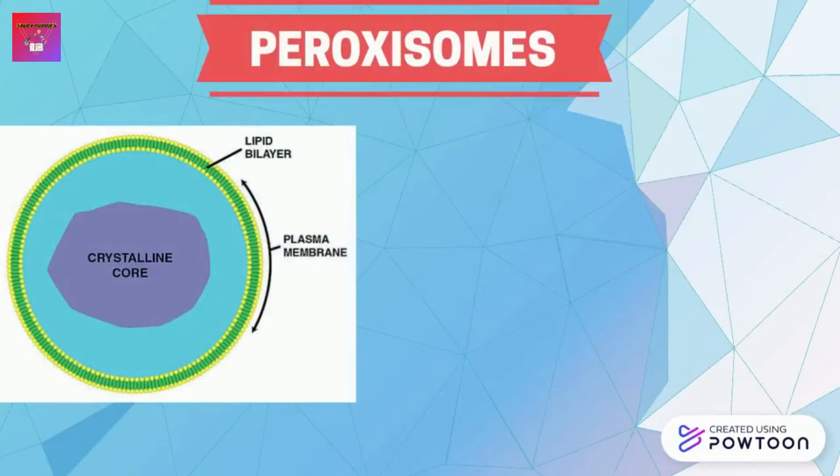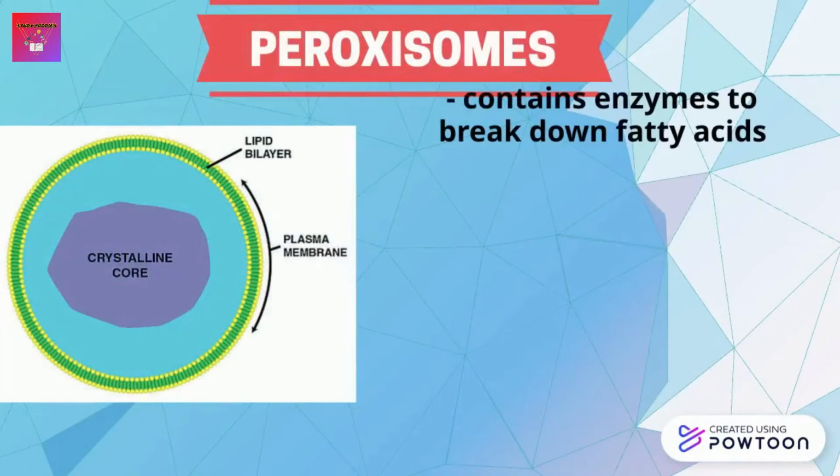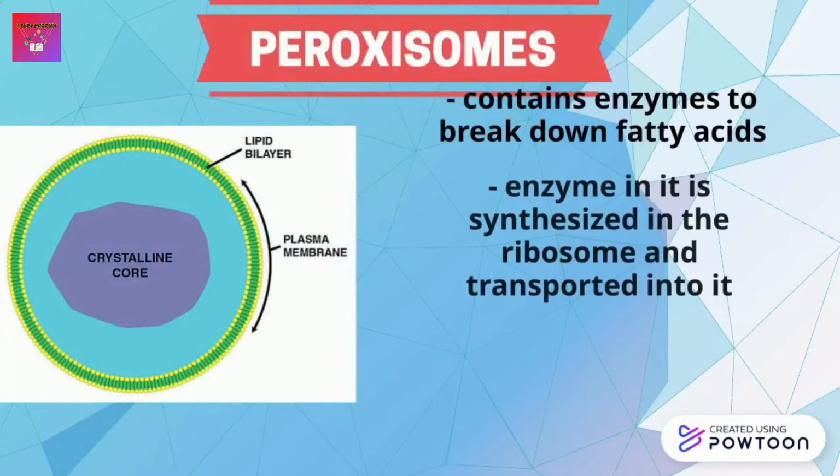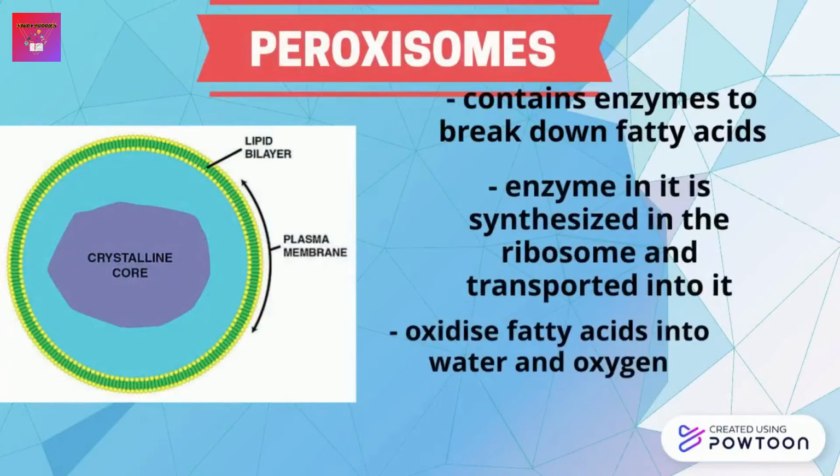Typically, the most concentrated of these enzymes, catalase or urate oxidase, can become so high in number that they aggregate to form a crystalline core in the center of the organelle. They contain enzymes used to break down fatty acids. Unlike lysosomes, which we learned earlier contain hydrolytic enzymes, enzymes in peroxisomes are actually synthesized by free ribosomes and transported into the peroxisome. Its main function is to oxidize fatty acids, or generally lipids, into water and oxygen.